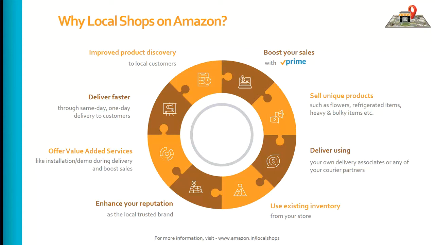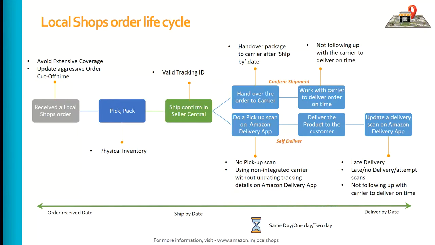While we have discussed some of the benefits of being on the local shops program, in the next slide we'll understand what the order life cycle of a local shops order looks like. First and foremost, once you receive a local shops order, dear sellers, you pick and pack the order. Well, just before that, you might want to first get prepared for when to receive an order.